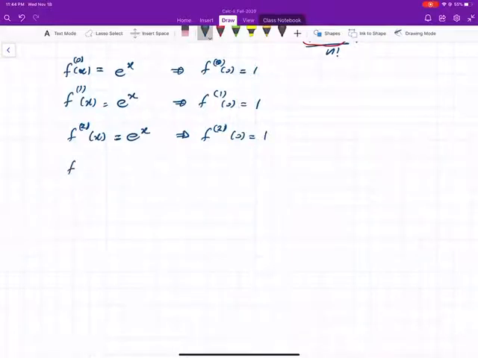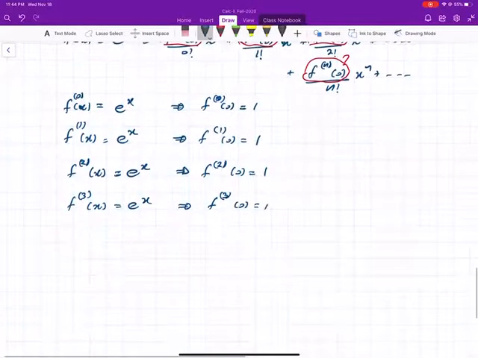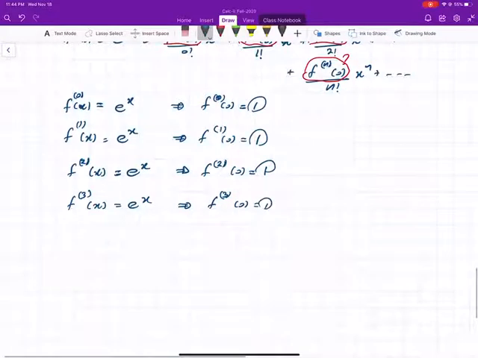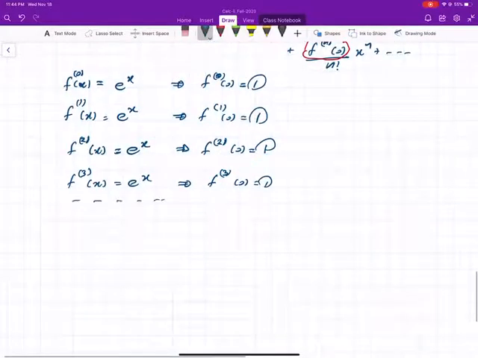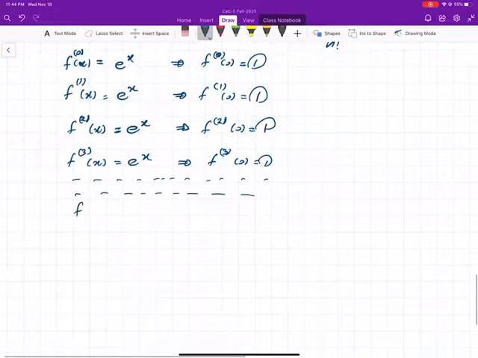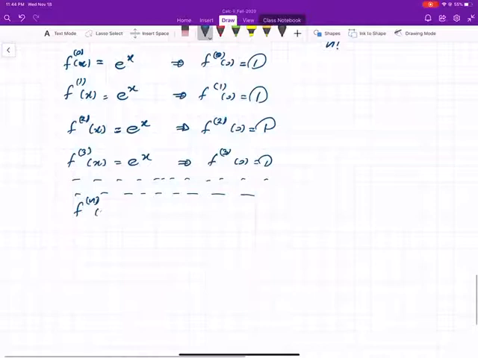And then let's try the third derivative of f, which is again e to the x. Once you plug x equals 0, you get 1. You see, everything is 1. 1, 1, 1, 1. Now you can guess about this. What is f to the power n? The nth derivative of this is just e to the x. Then you plug x equals 0, you get 1.